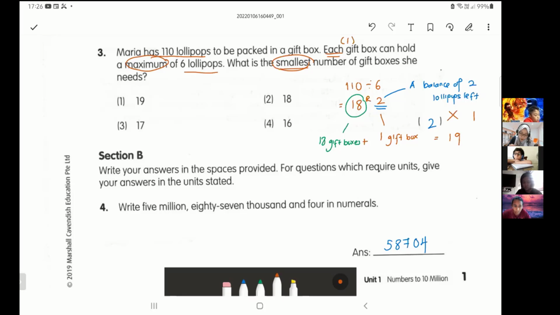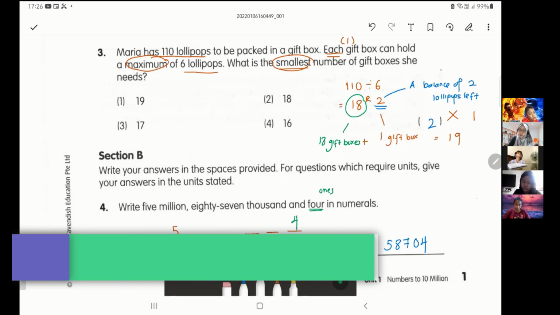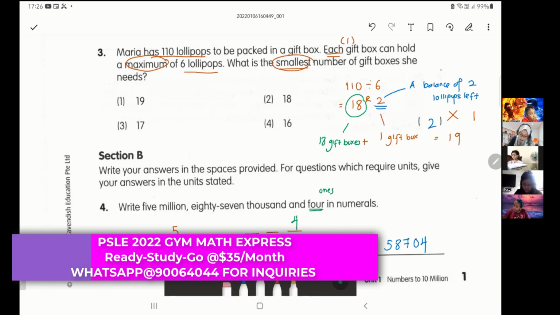Okay, now write 5,087,004 in numerals. Million means you are going to have 5 million. After that number you have 6 zeros at the back, 6 blanks: 1, 2, 3, 4, 5, 6. Number 4 is in the ones place, right? Then this one is done.